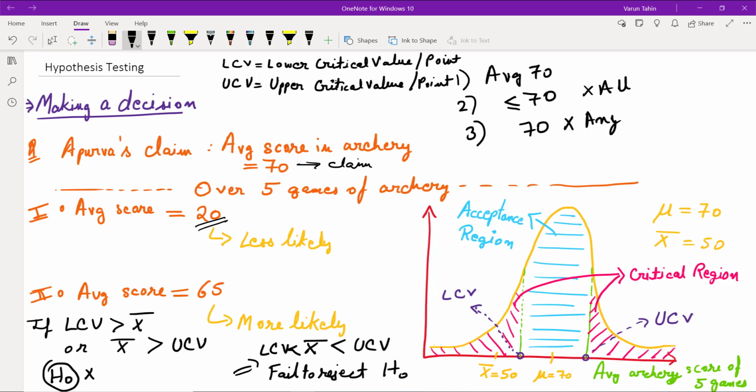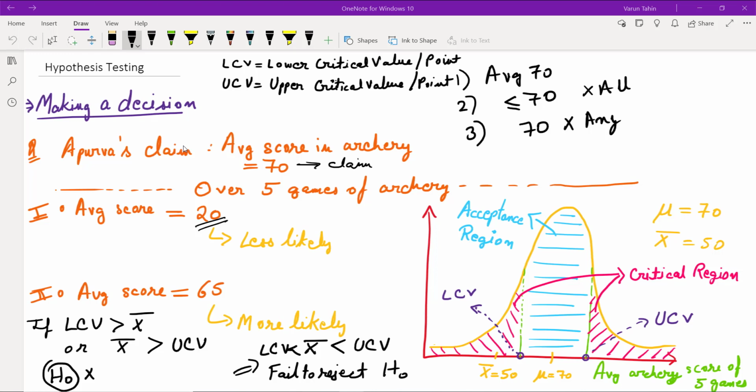So this indicates that if the sample mean is not falling inside the critical region and it is falling inside the acceptance region, then we will fail to reject the null hypothesis. Thus, critical region gives you a statistical reason to reject the null hypothesis.